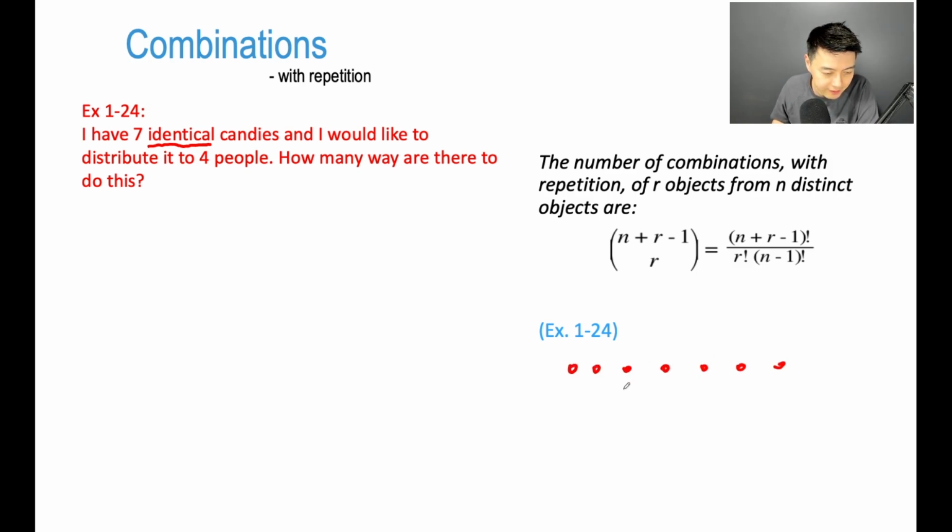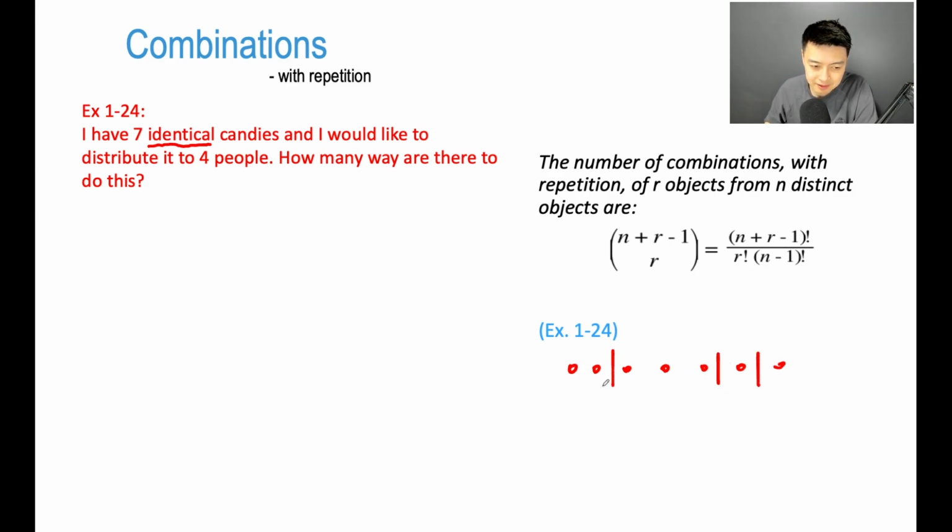And remember, they are identical. That means getting one candy is the same as getting another candy. So what differentiates one distribution from another is not which candy you get, it's how many candies you get. So how many candies you get differentiates the distribution. For example, if I separate these candies like so, this will give me one such distribution.